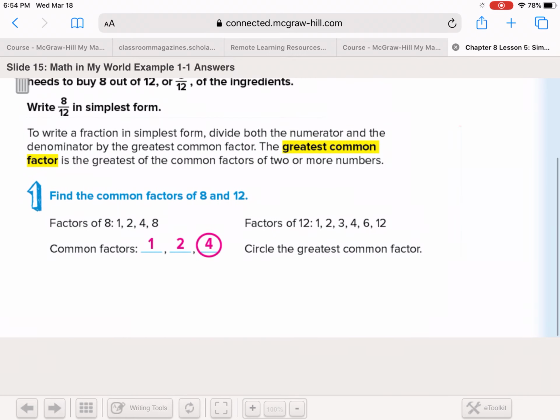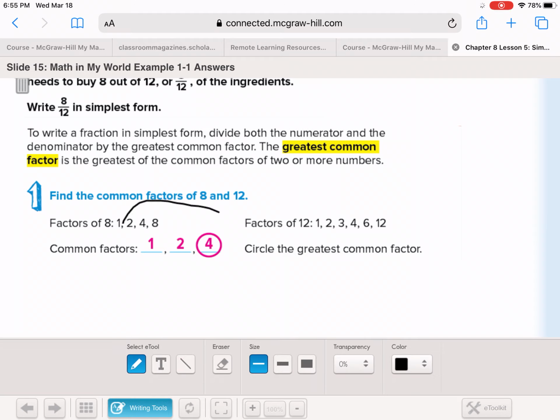They're going to say 1 is a common factor. I never use 1. I have a good reason why. But apparently this math book thinks differently than me. So the ones that they have in common are 1, 2, and 4. So the greatest common factor is 4. That's the one that you're going to divide by on the top and the bottom.